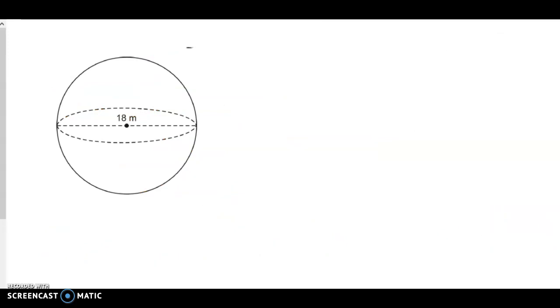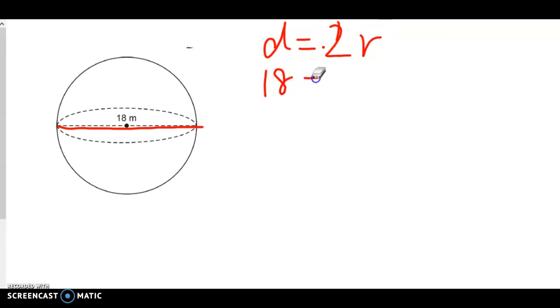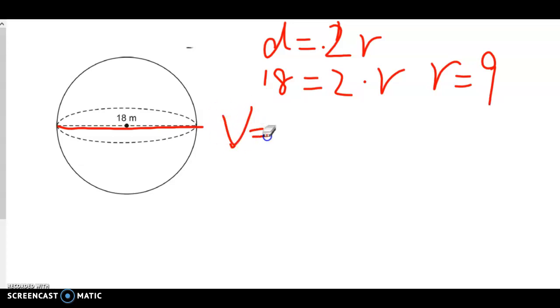For this one, this is the diameter. This is not the radius. In a circle, you know the diameter equals 2 times the radius. So for this one, 18 equals 2 times r. We divide by 2 on both sides, so r will equal 9. Okay, that is the radius. After we find the radius, we can find the surface area and volume.